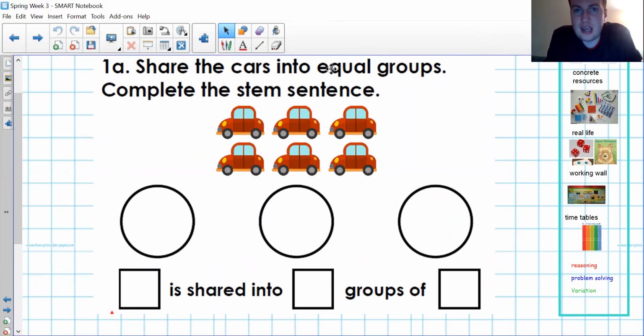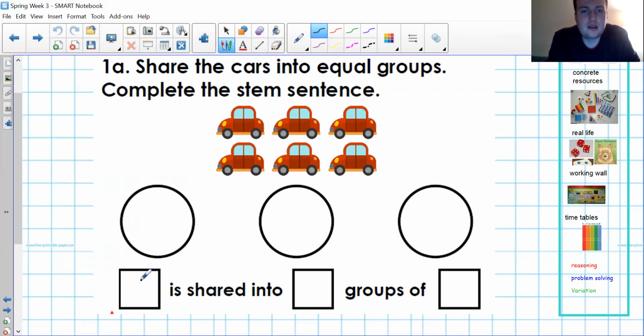So we have here a question that says, share the cars into equal groups, and then complete the sentence below. First we need to see how many cars and how many groups there are. So there is 1, 2, 3, 4, 5, 6 cars. Now we'll look at how many groups there are. 1, 2, 3. 3 groups.